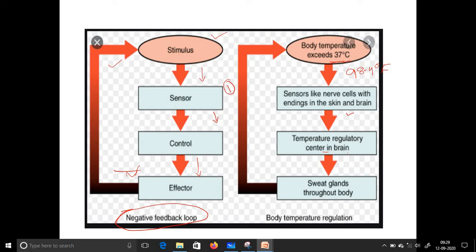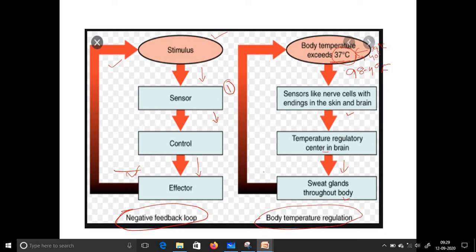Then what does the brain do? It detects the deviation and sends a message to the effector. The effector here is the sweat glands throughout the body. They start to sweat so that the body cools down, and the temperature, which had risen to maybe 40 or 39 degrees Celsius, comes back to the normal set point of 37 degrees Celsius. And this is the negative feedback of body temperature regulation.